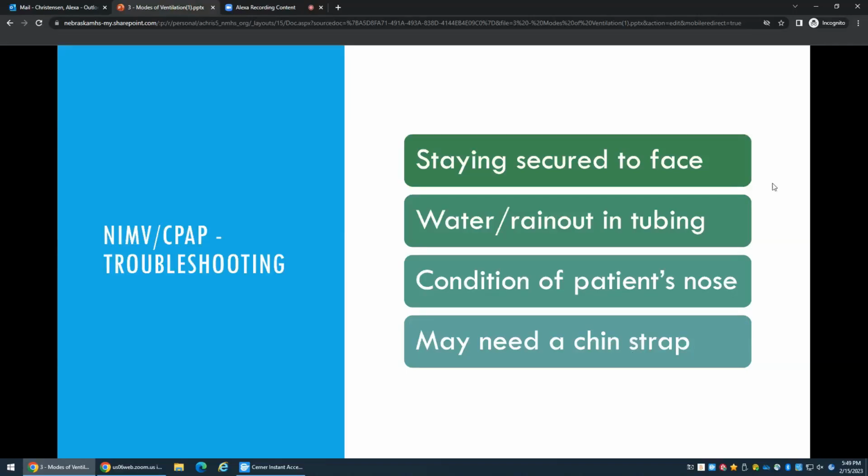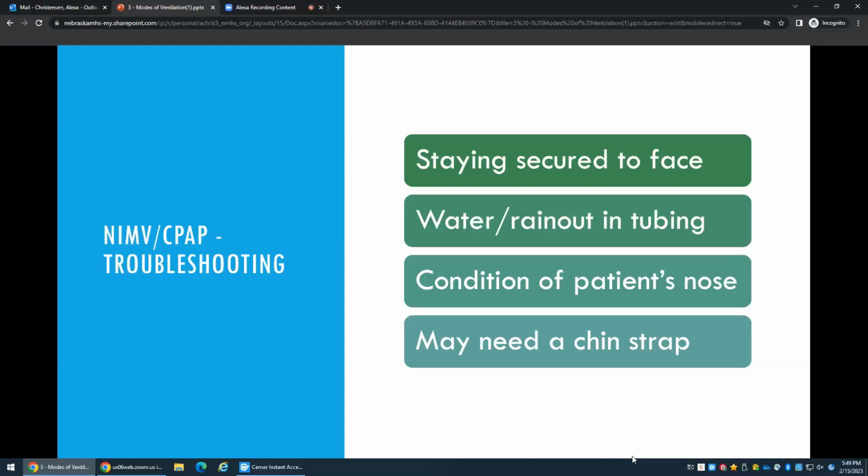Troubleshooting nasal CPAP and nasal IMV, really the biggest thing is just keeping it secured to their face. We do get some water and rain out in the tubing. We have to pay attention to the patient's nose. Remember, like I talked about, even the bigger kids can get some breakdown, so we use the Duoderm. And we have used AYR gel before if we do get breakdown. If baby is having a ton of alarms, DSATs, Brady's, and they're laying with their mouth wide open, they might need a chin strap because some of that air might be leaking out of their mouth, and that could be causing some DSATs.